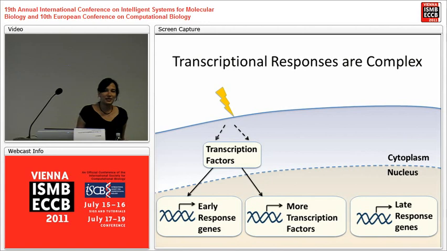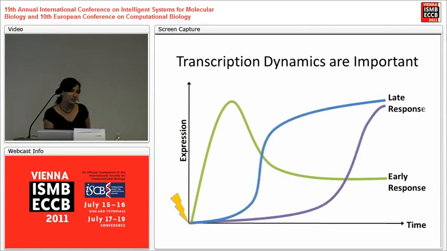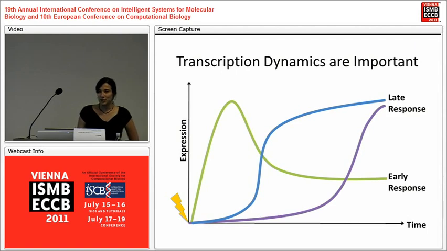And my question is, is it enough to know just which genes take part in the response? My answer is no, because we may have genes which have a typical early response with fast onset, fast offset times, and high magnitude. We may have late response genes which have later onset times. So it's important to study the dynamics of the response.